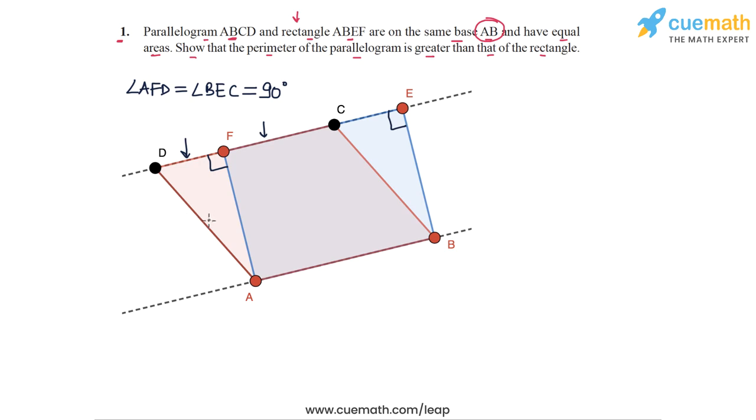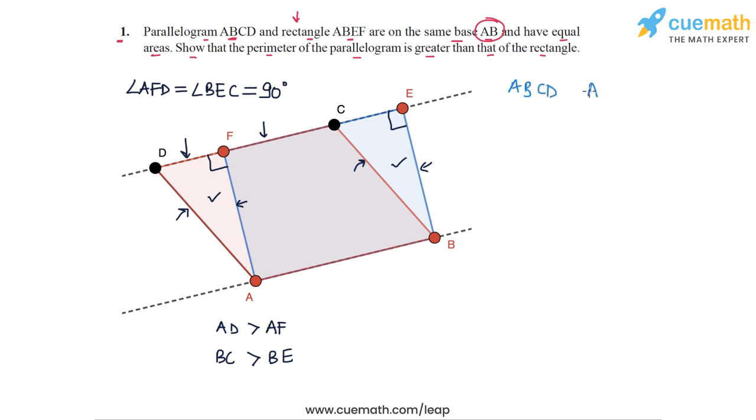So if you consider triangle AFD, this triangle here, and triangle BEC, this triangle here, in these two right angled triangles AD and BC are the hypotenuses. So AD will be larger than AF and BC will be larger than BE. So let's write this fact. AD will be larger than AF and BC will be larger than BE. This is essentially the idea that we will use to prove that the perimeter of the parallelogram will be higher.